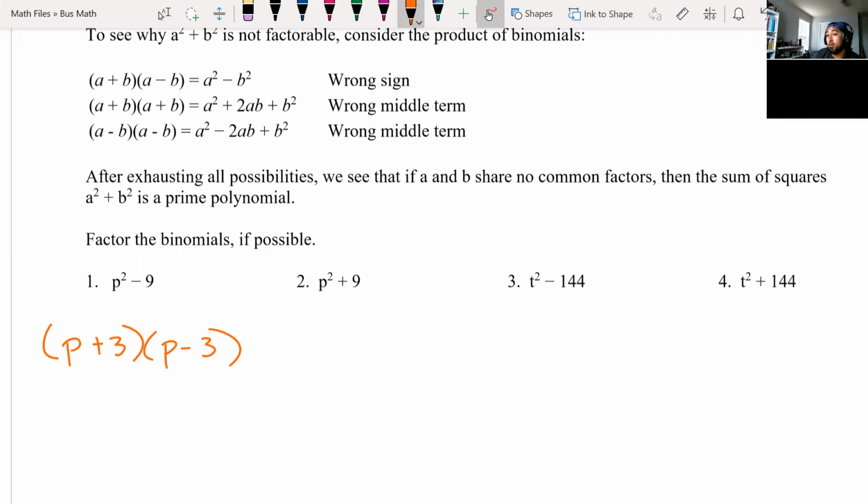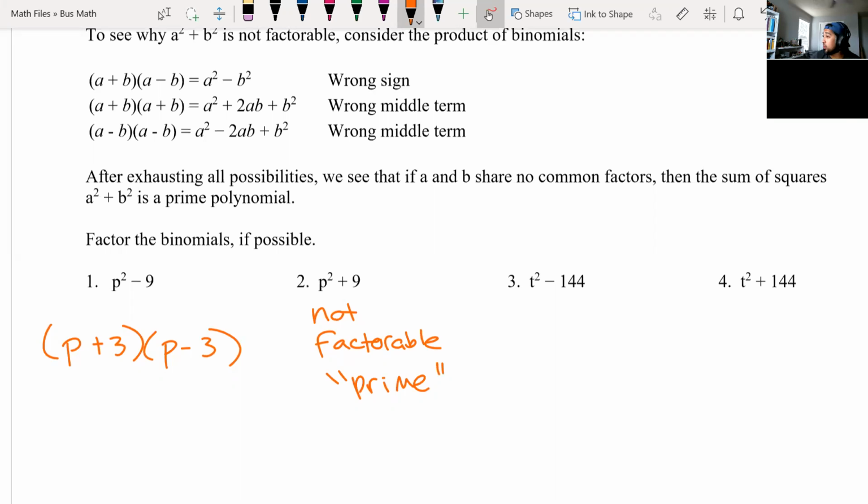Number 2, p squared plus 9. Is that a sum or a difference? Sum. Not factorable. But since factorable is not really a word, anything that's not factorable, you can call it prime, because it's just not factorable.